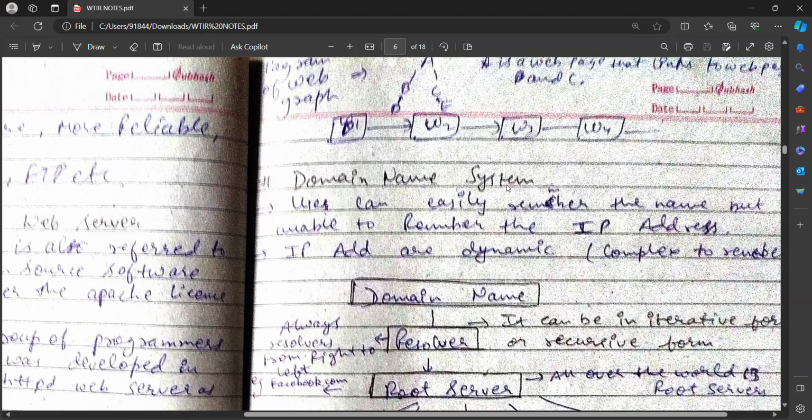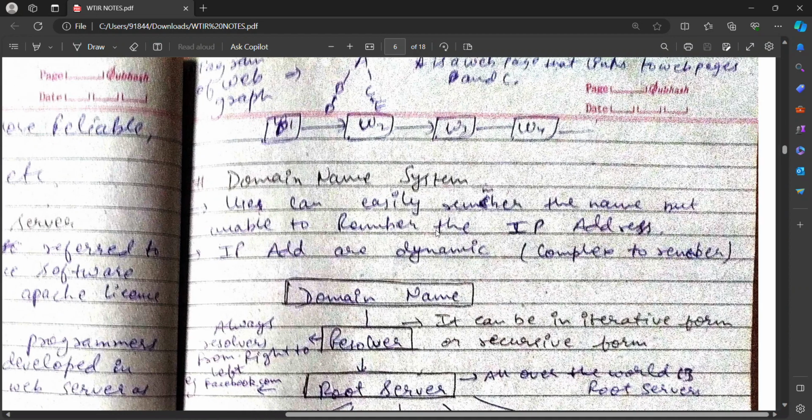Now what is this basically? So just read the statement. Users can easily remember the name but are unable to remember the IP address. IP address is dynamic and complex to remember. See, by reading these two lines you may be unable to understand what this DNS, the domain name system, is, but yeah, I can tell you.